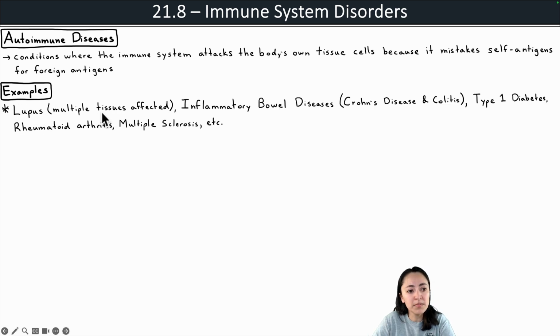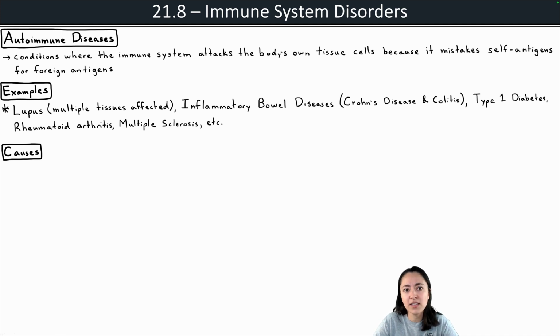When somebody has lupus, multiple tissues in their body are usually affected. Some inflammatory bowel diseases are the result of autoimmune diseases, such as Crohn's disease and colitis. In type 1 diabetes, the body's immune system is attacking the beta cells within the pancreas. Rheumatoid arthritis and MS, multiple sclerosis, are just some examples of autoimmune diseases. So what actually causes the body to start attacking your own tissue cells?